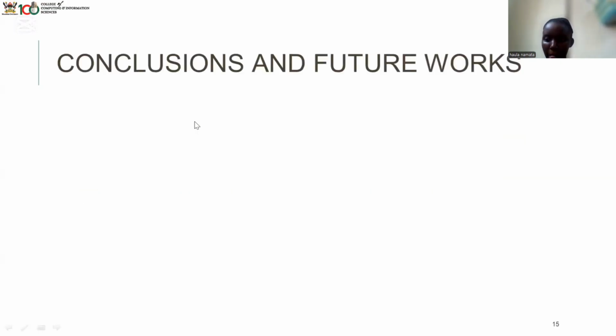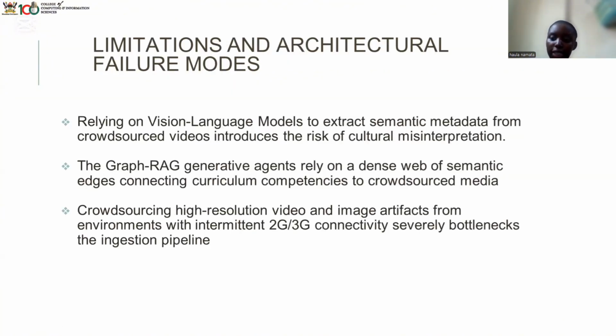These limitations demonstrate that semantic AI infrastructures must continuously balance the contextual richness and the governance.